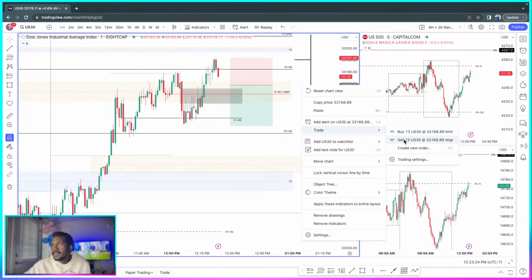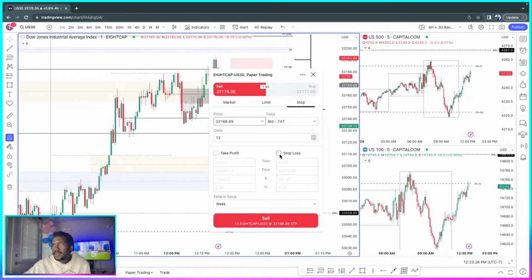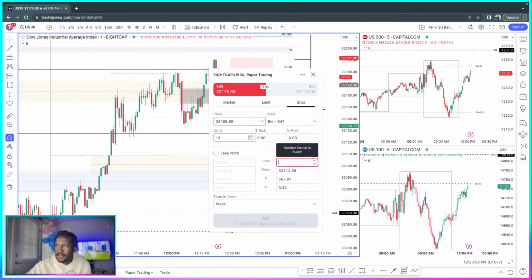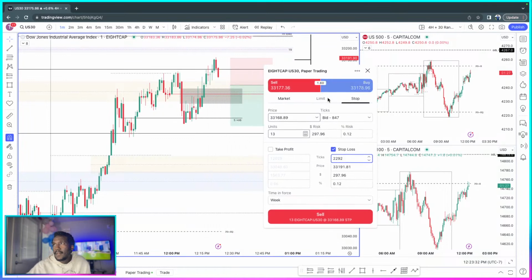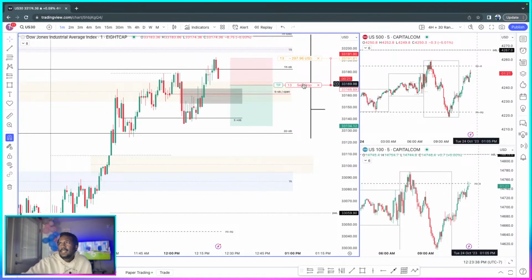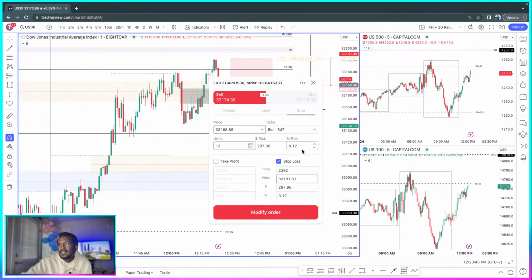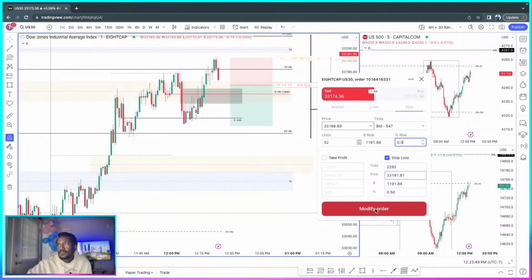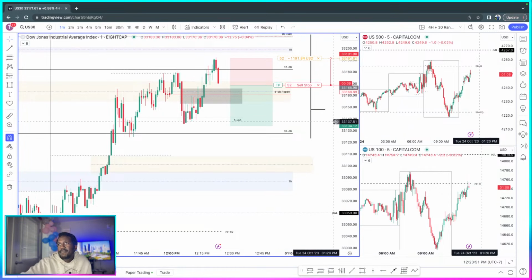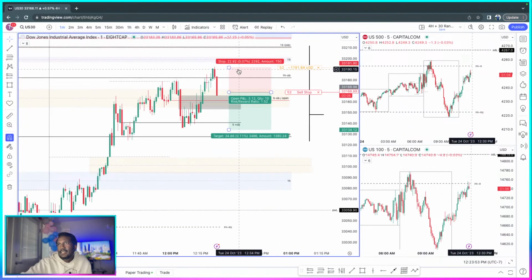Trade, sell. That stop loss is 22.92. Wait, 22.92. Did we already get there? And sell. No, sell stop. Sell stop. Right there. So this one I'm risking, how much am I risking? Oh, come on. Let's risk 0.5. Why not? So we're risking 0.5%. If we lose this, we're going to be losing like whatever.